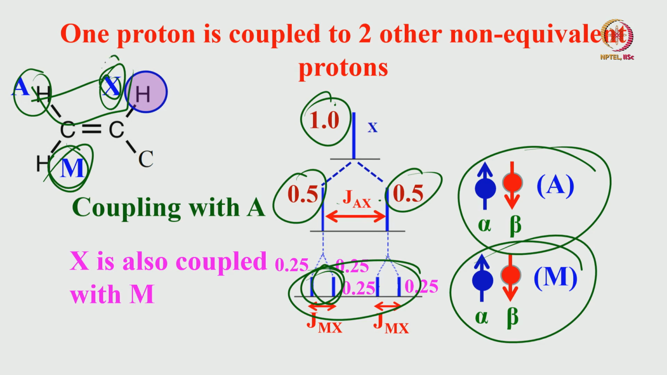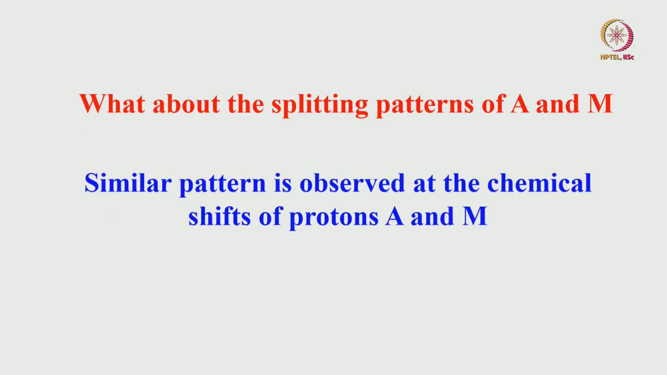You may ask me a question: I saw only proton X here. What happens if I look at the signal for proton A and proton M? It is also possible, right? When I see proton A, it will couple to X and it will couple to M. When I see proton M, it will couple to A and it will couple to X. So identically, a similar pattern is going to be observed at the chemical shifts of protons A and M.